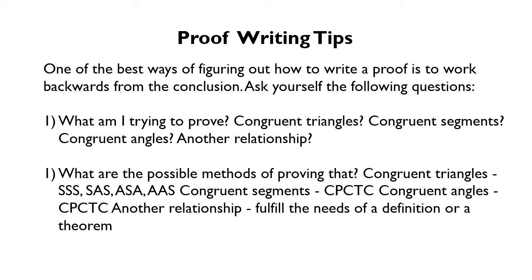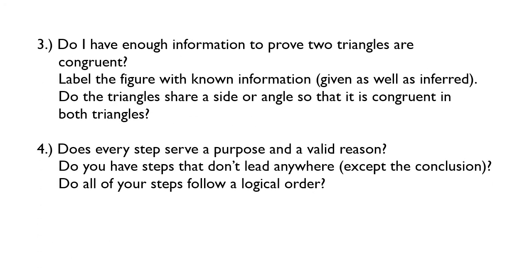Okay, now let's move on to the next slide and let's try to read the tips muna. Do I have enough information to prove that the two triangles are congruent? Label the figure with known information, given as well as inferred. Do the triangles share a side or angle so that it is congruent in both triangles? Does every step serve a purpose and a valid reason? Do you have steps that don't lead anywhere? Do all of your steps follow a logical order?